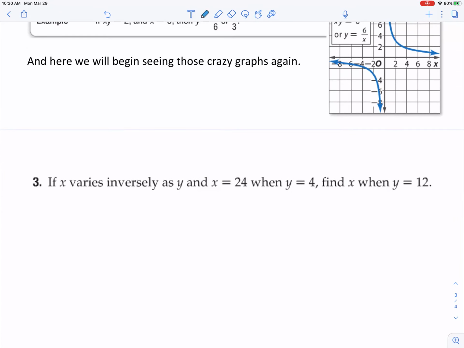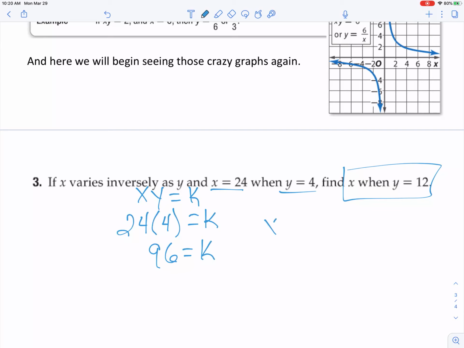X varies inversely as y, and x equals 24 when y equals 4. So 24 times 4 equals k, if xy equals k. So 24 times 4 is 96. And what I'm going to do is take that and now plug that in. It says find x when y equals 12. So it's x times 12 equals 96. And of course, to get rid of the 12, I need to divide. And x equals 8.